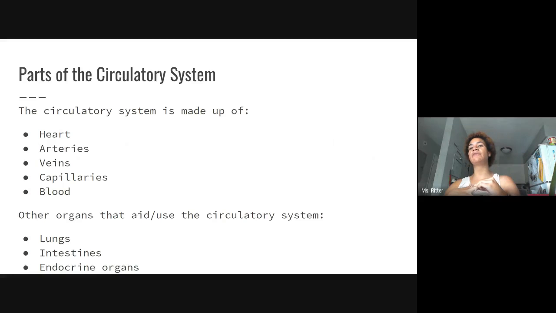Now other organs are definitely going to aid or use the circulatory system to do the things that they need to do. We've learned about some of them, and we're going to learn about some others. First of all, the lungs: you should know by now, if you've completed the written lesson, that the lungs are a huge factor in the circulatory system. The lungs are going to aid the circulatory system in its job to bring oxygen and nutrients and take out waste. And then the intestines are going to be that nutrients piece, right? So they're going to be aiding the circulatory system as well.